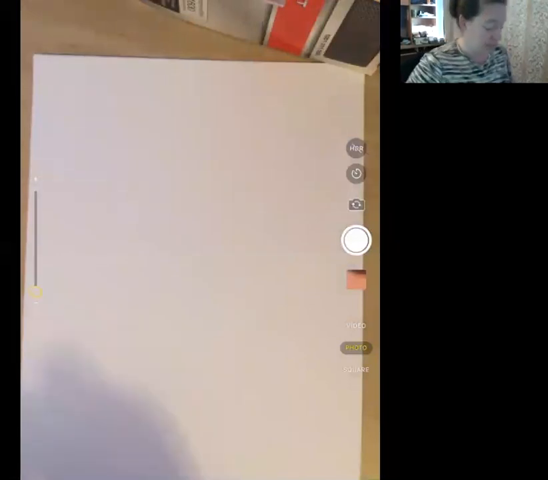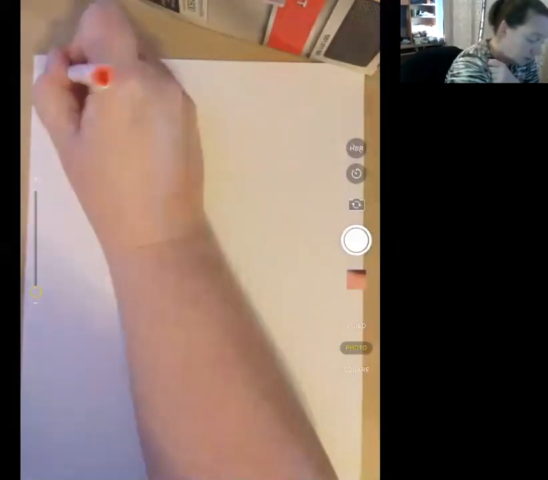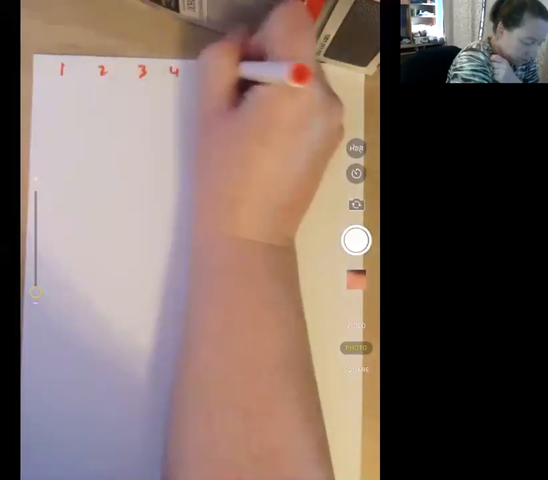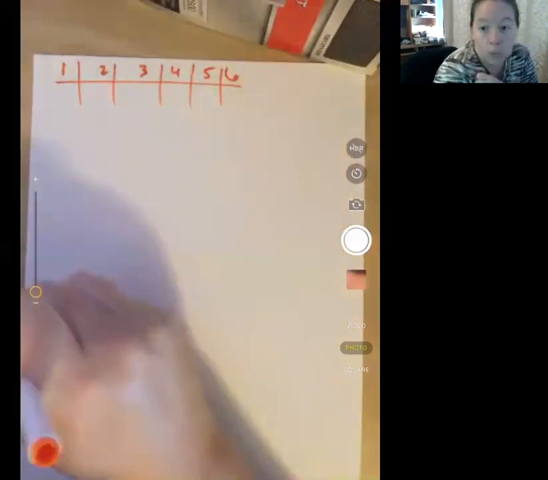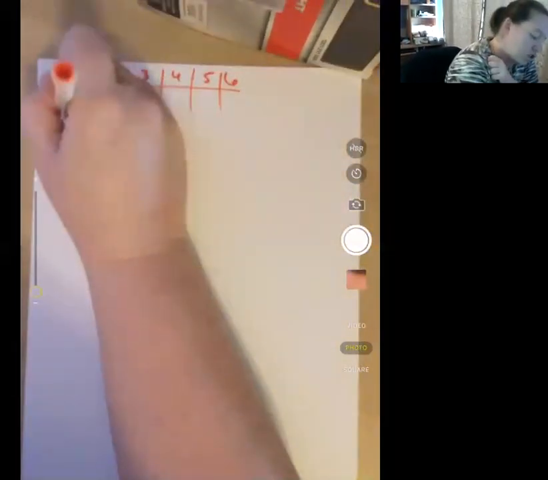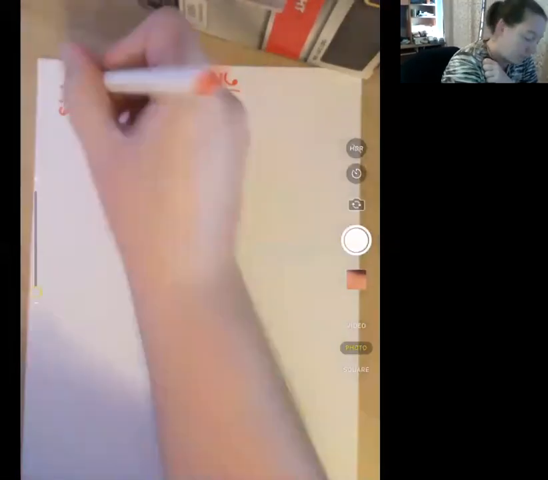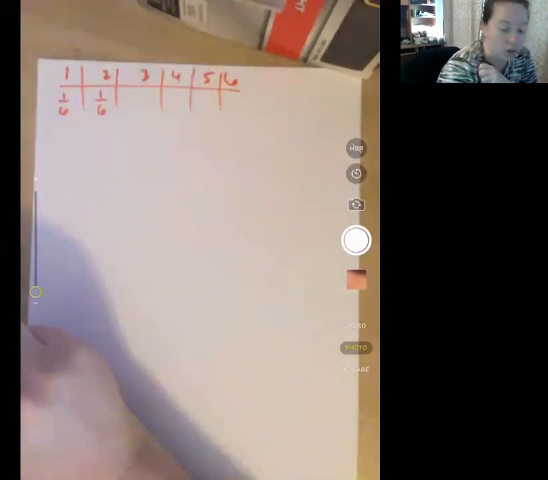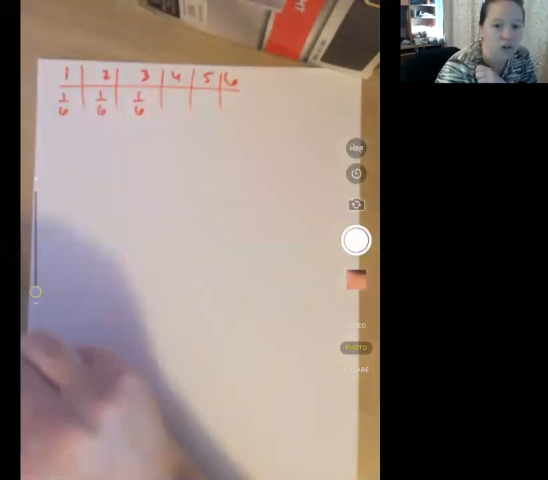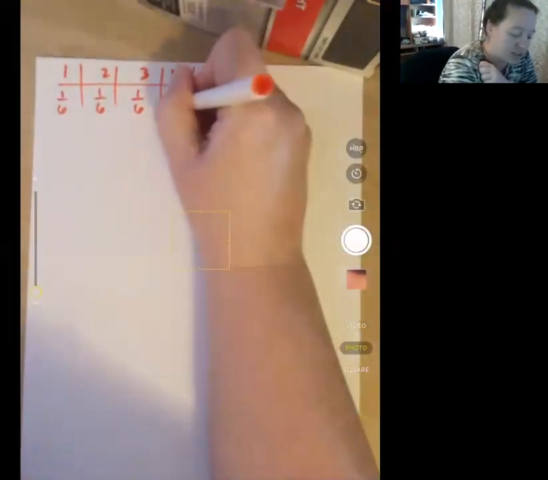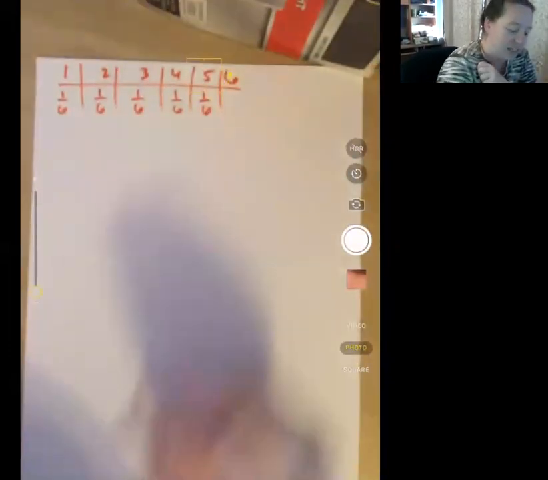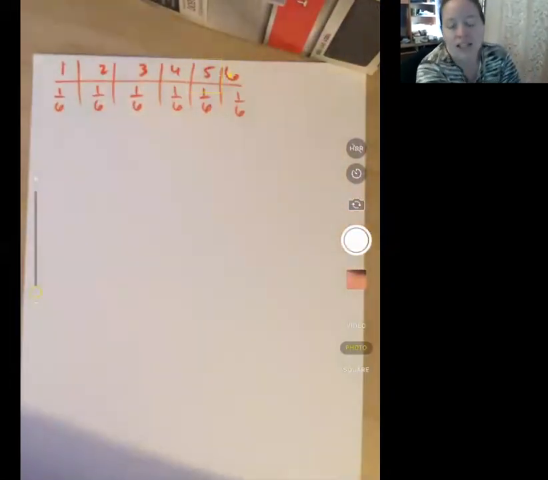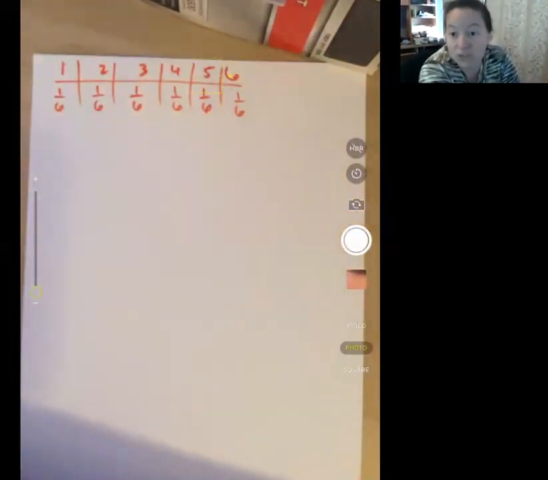Okay, so theoretically, 1, 2, 3, 4, 5, 6. Theoretically, there is a chance of me rolling 1 the first time, a 1 in 6 chance. Rolling a 2, a 1 in 6 chance. Rolling a 3, a 1 in 6 chance. Rolling a 4, a 1 in 6 chance. Rolling a 5, a 1 in 6 chance. Rolling a 6, a 1 in 6 chance. There is the exact same probability for every single number being rolled.